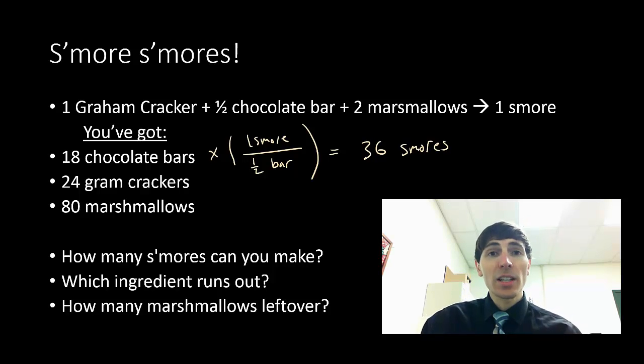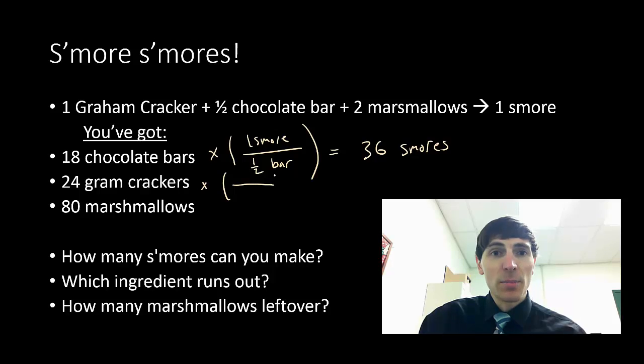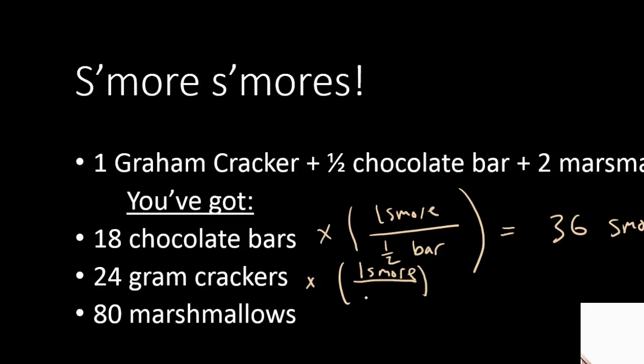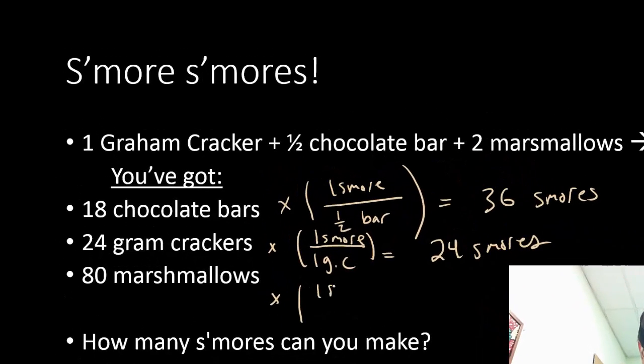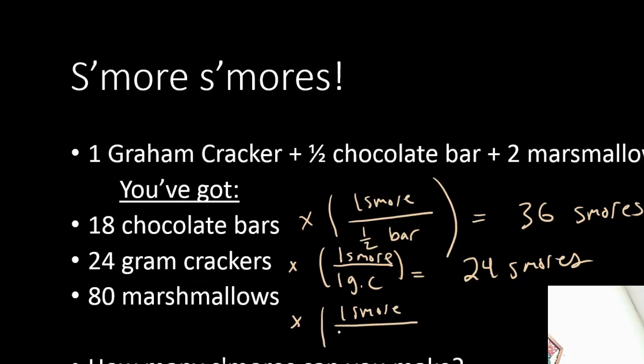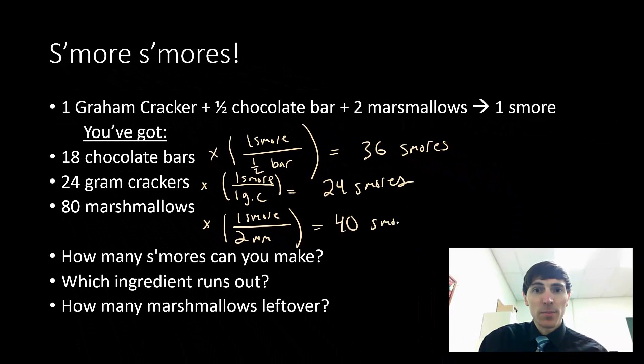That's assuming that I have unlimited of every other ingredient. So I look at the same thing. If I had just 24 graham crackers, how many s'mores should I be able to make with all of those graham crackers? One s'more is going to be 1 graham cracker, so I should be able to make 24 s'mores. Then I look at my marshmallows. If I could use them all to make s'mores, I could make 1 s'more for every 2 marshmallows. So I can really make 40 s'mores.